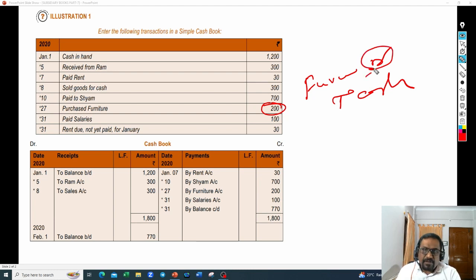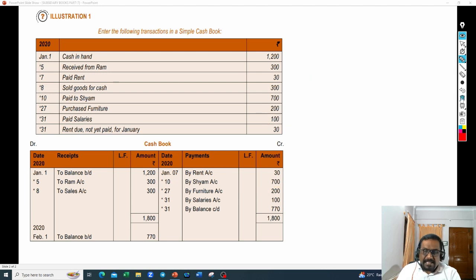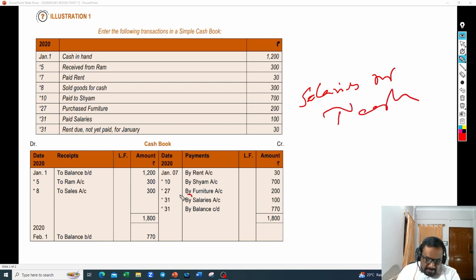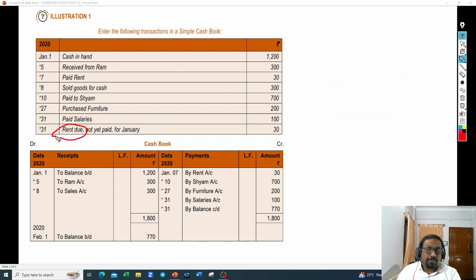So here furniture purchased. When we purchase furniture, furniture comes in. So furniture account debit to cash account. Cash account is credited, so on the credit side, by furniture 27th. Next, paid salary is 100 rupees. When we pay salaries, salaries is an expenditure. So all expenses and losses to be debited. Salaries account debit to cash account. So by salary on 31st, 100 rupees. This is also done.